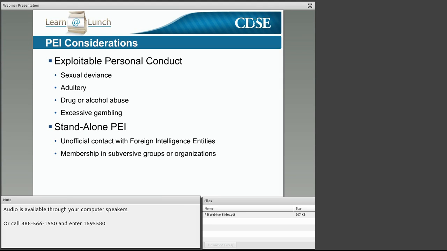Standalone PEI covers any activity which in itself may be evidence of espionage, such as unofficial contact with foreign intelligence entities or their personnel, or membership in subversive groups or organizations. Next slide, please.